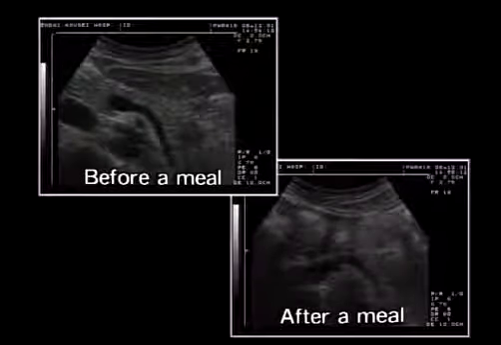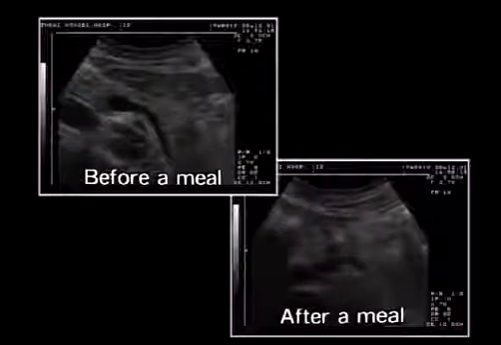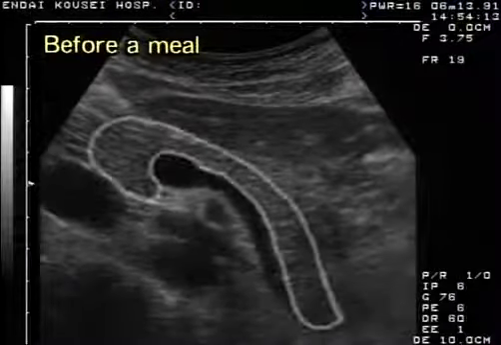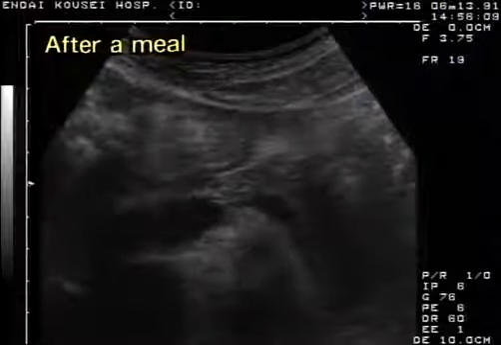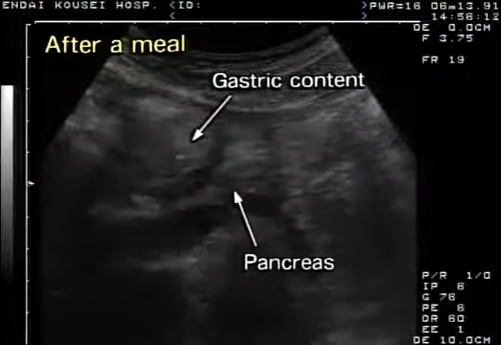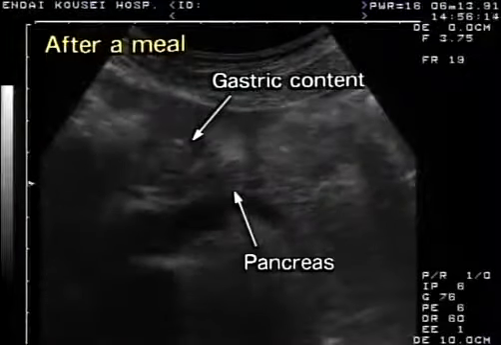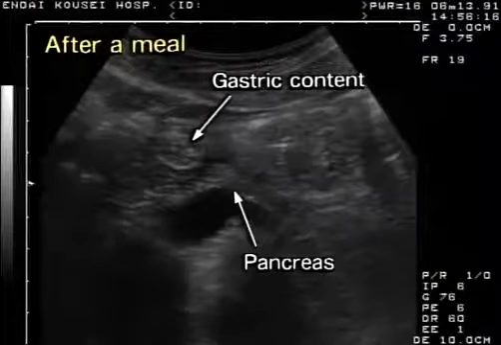These images show the pancreas of a patient examined before and after a meal. The image obtained after a meal is unclear. This is because ultrasound is blocked by foods or intestinal gases, and therefore cannot reach the target organ.